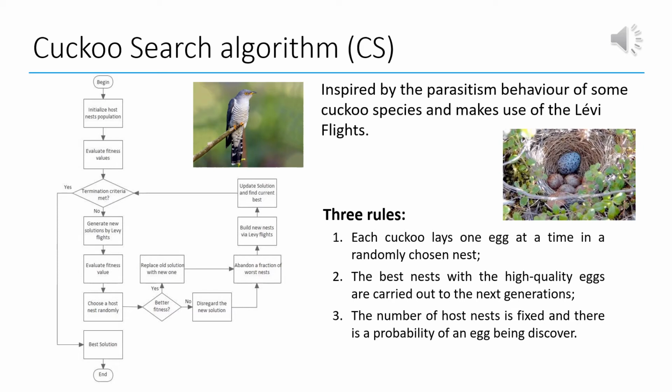Each cuckoo lays 1 egg at a time in each randomly chosen nest. The best nests with the best quality eggs are carried into the next generation, and the number of host nests is fixed, with the possibility of the nest being discovered and discarded by the host bird. This flowchart represents the functioning of this algorithm.